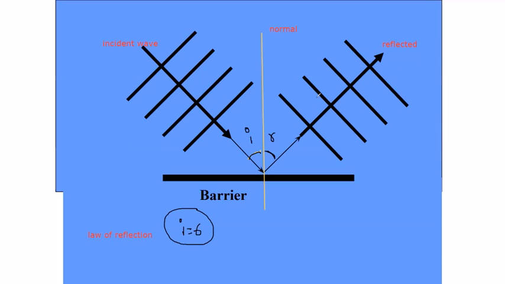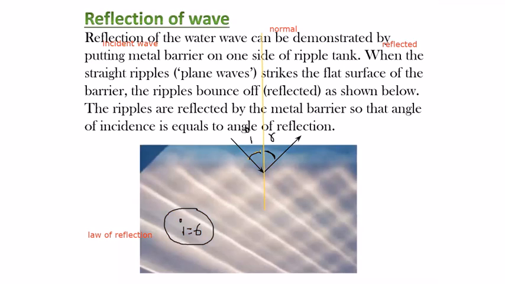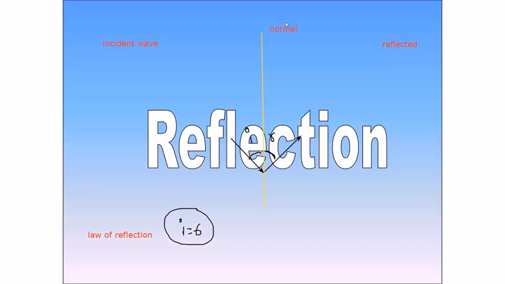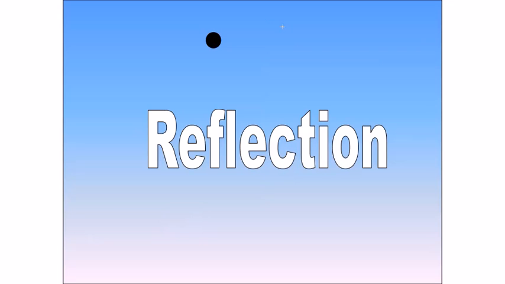Let me explain one more time. The wave which strikes the surface is called the incident wave. What is the simple meaning of reflection? If you have a ball and you throw this ball towards the wall, the ball will hit the wall and bounce back. What do you call this? You simply call this reflection. So what happened in reflection? The direction of motion is changed.